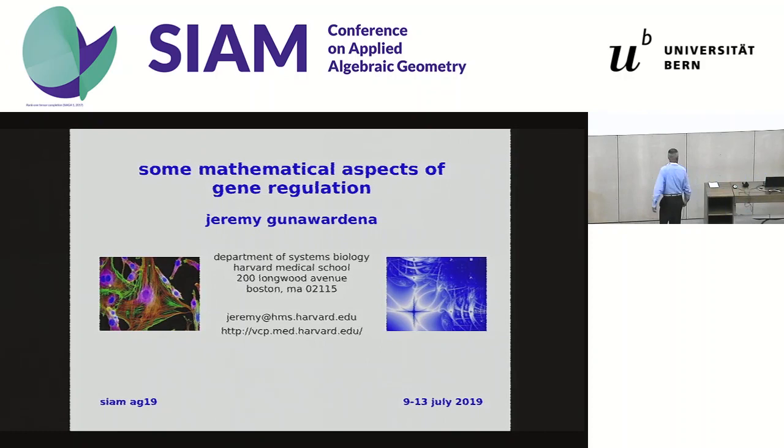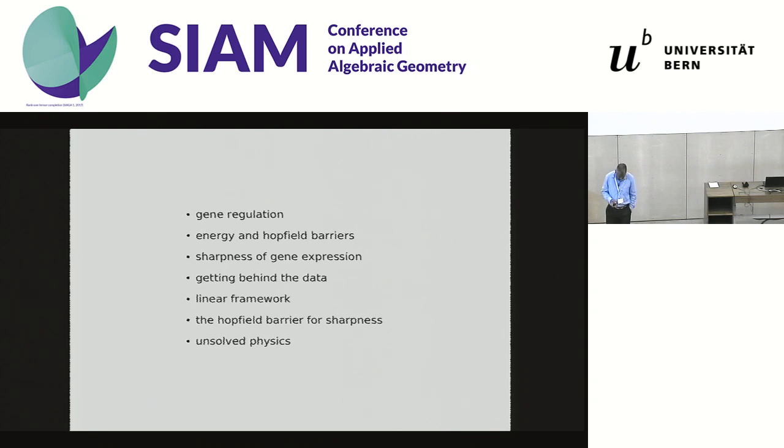So this is what I'm going to try and talk about today, just a brief summary of the topic. So we'll begin, I'll tell you something about gene regulation, because I expect not everyone will be aware of the context here. So tell you a little bit about the sort of biological background, and then I want to focus on the problem of energy expenditure, which is the issue that I really want to try and dig into here, and the concept of a Hopfield barrier, which I'll try and explain. It's a sort of thread that runs through this talk. And then we'll then talk about the particular problem that I want to focus on as an example, the issue of sharpness in the expression of a gene.